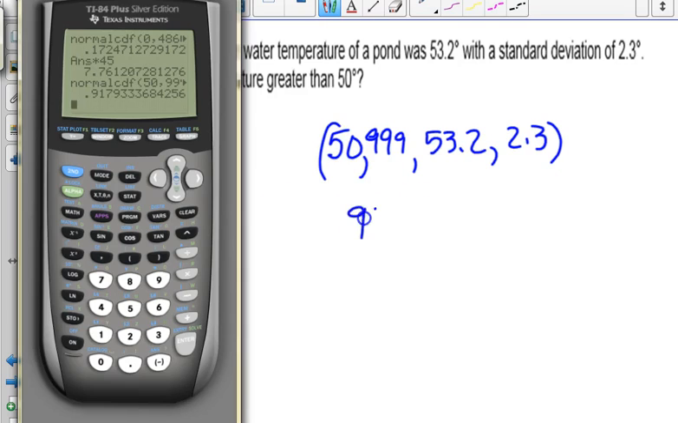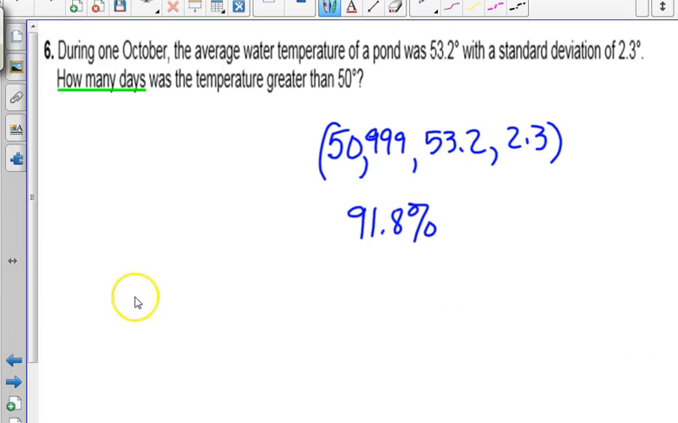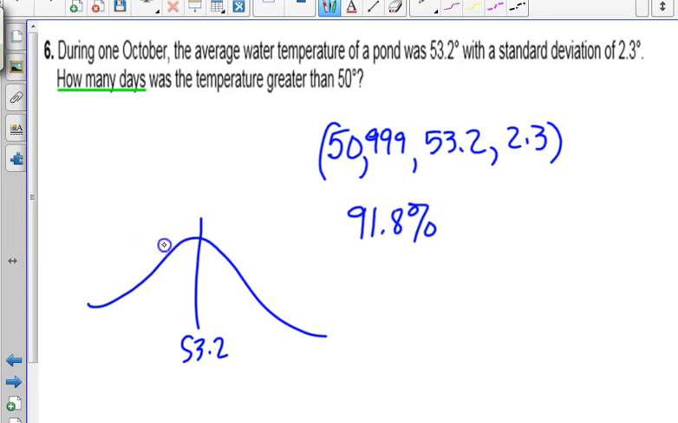Does this make sense? 91.8%? I don't really know. I have to think about the question, but remember the mean was 53.2, and we're talking 2.3 this way would be 51, 50, I don't know, 50 point something. And this was above 50, right? So it is a big chunk of the graph. Okay.